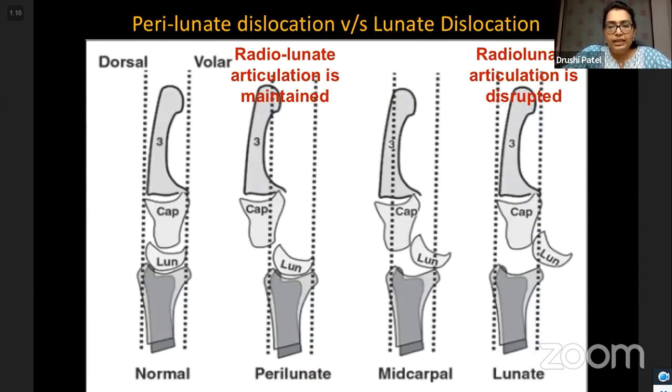To remember easily for exams, this is important. In perilunate dislocation, the radiolunate articulation is maintained. It is the capitate that is moving dorsally and taking along with it the entire distal carpal row. Right? As we progress from 3 towards 4, lunate dislocation, the lunate is getting out. So it is the radiolunate articulation that is disrupted in lunate dislocation. You need to remember radiolunate articulation is disrupted in a lunate dislocation. Okay.